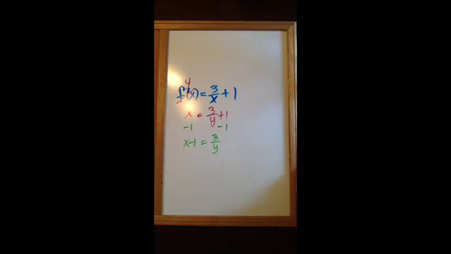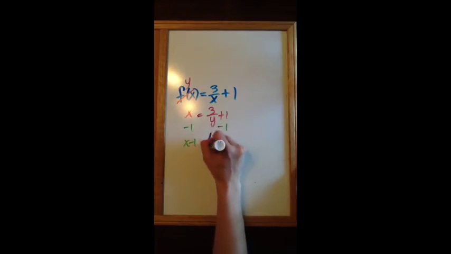So I'm going to get the y out of the denominator. Notice right now I can't solve for the y because it's in the denominator. Okay? So I can't get the y all by itself because of that. So what I'm going to do is multiply both sides by y so that I can get it out of the denominator.